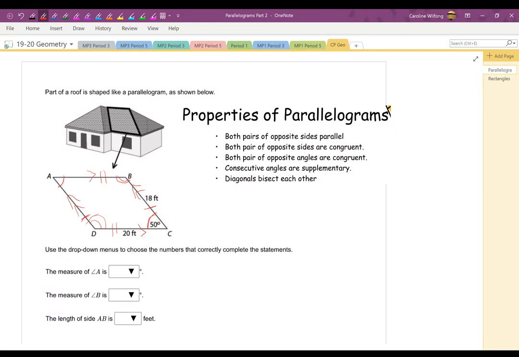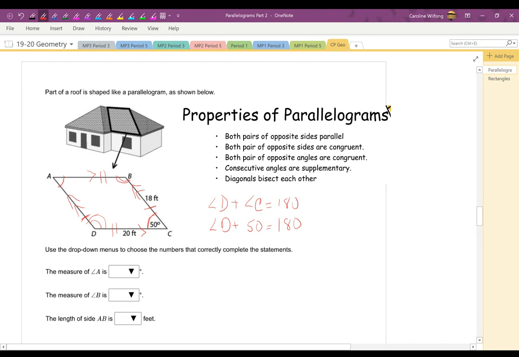Like we could figure out the measure of angle D, since angle C is 50 degrees. We can figure out the measure of angle D because supplementary angles are two angles that add up to 180 degrees. So let's take a look at that. Angle D plus angle C equals 180 degrees. We don't know the measure of angle D, so we're just going to leave it as angle D plus 50, because that's the measure of angle C, equals 180.